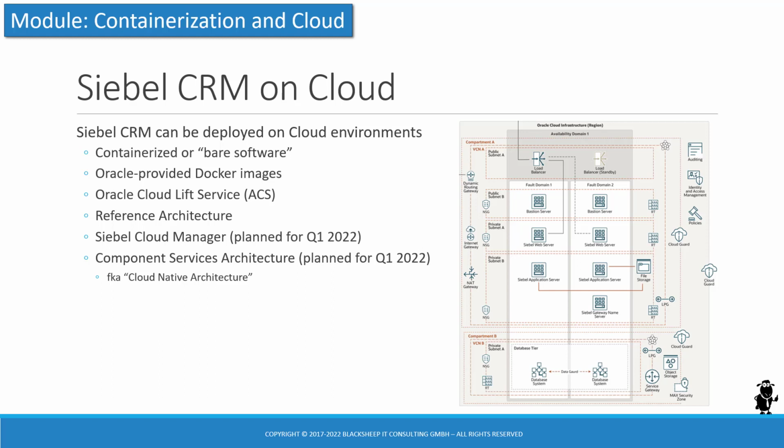And speaking of the immediate future, at the time of this recording, the Siebel Cloud Manager and the so-called Component Services Architecture, formerly announced as Cloud Native Architecture for Siebel, are planned for release or beta release in the first quarter, first half of 2022. So the always up-to-date promise of the Siebel Hub will have you covered once these features are available. For now, make sure you watch the containerization and cloud module if you're interested in how to deploy Siebel CRM on cloud environments.